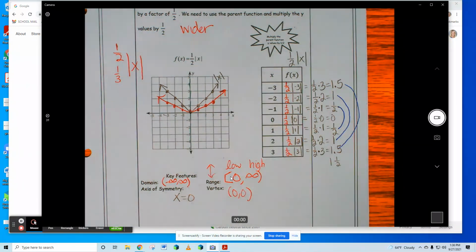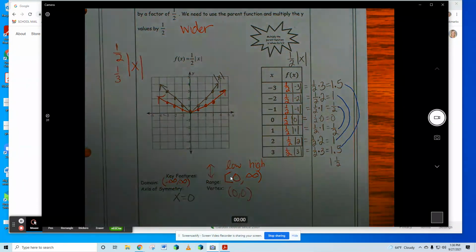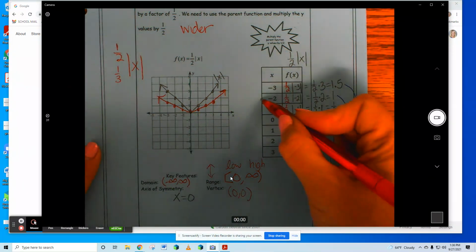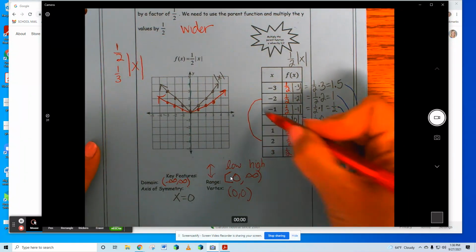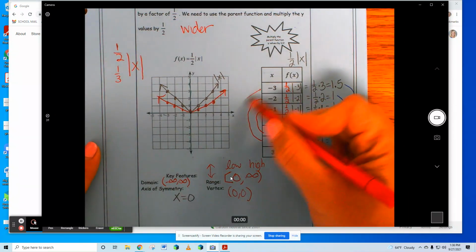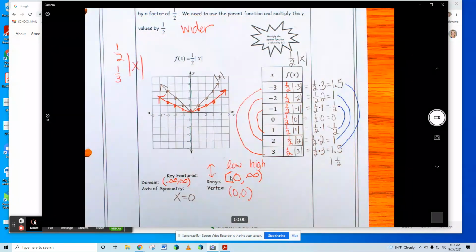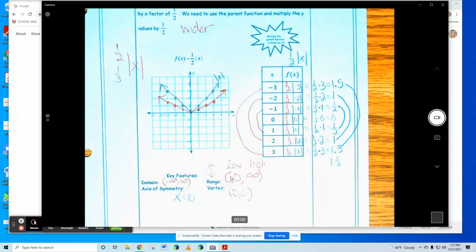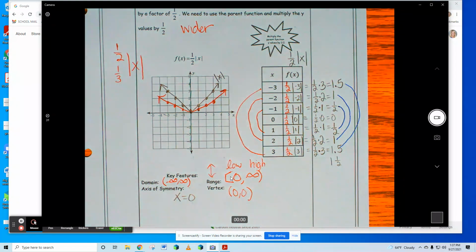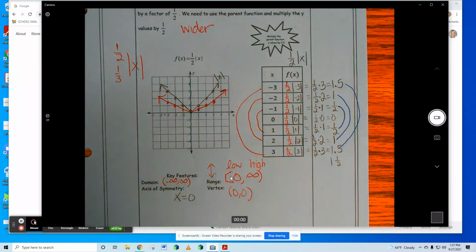All right. Notice the patterns. The numbers are the same. It's a pattern. It's symmetrical along the vertex, and the axis of symmetry cuts it in half. So I will stop the recording.